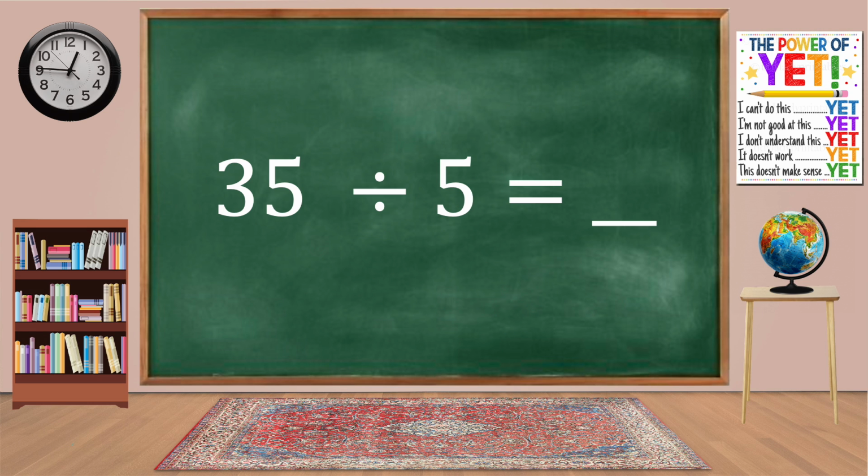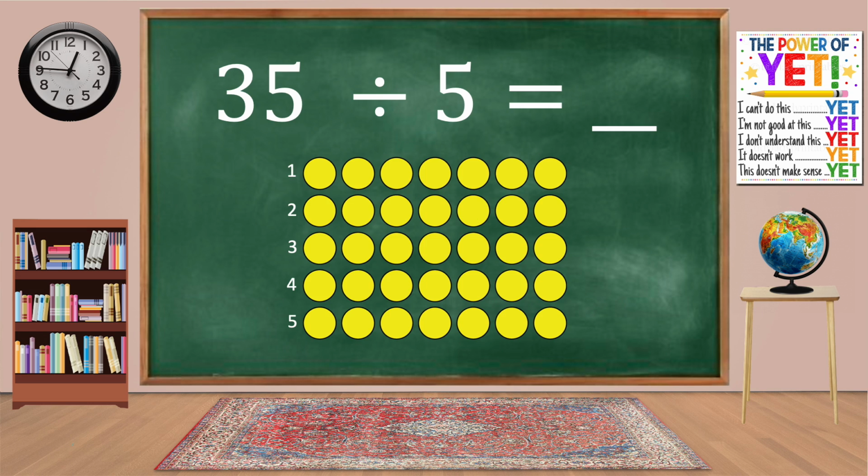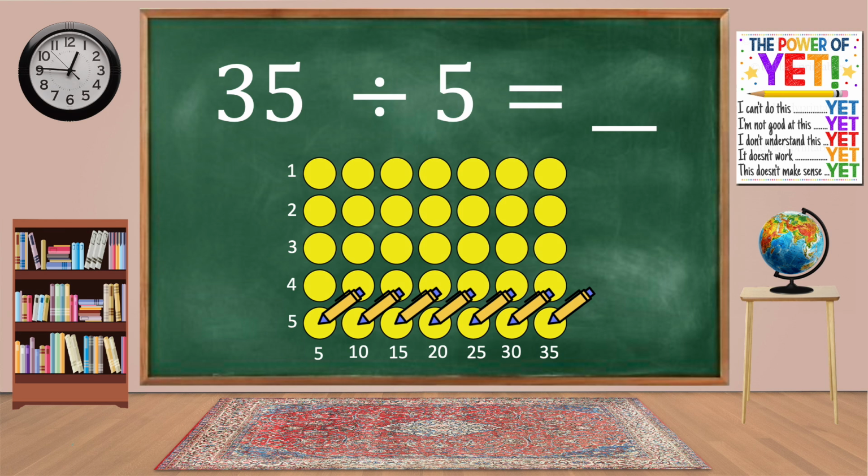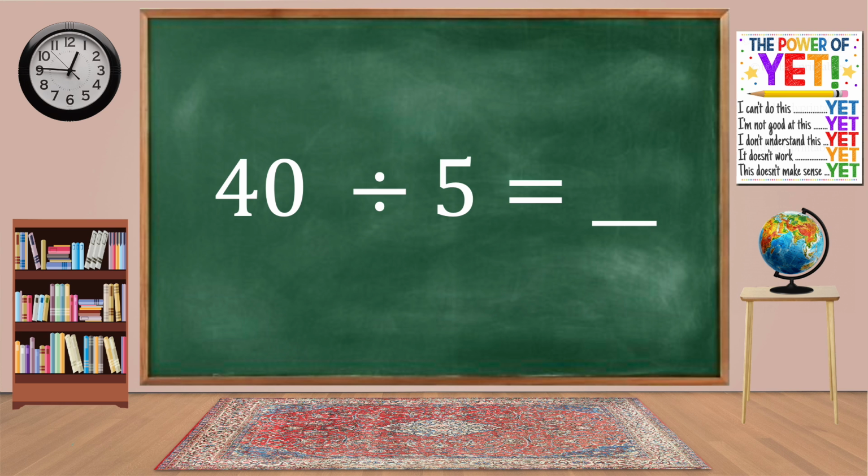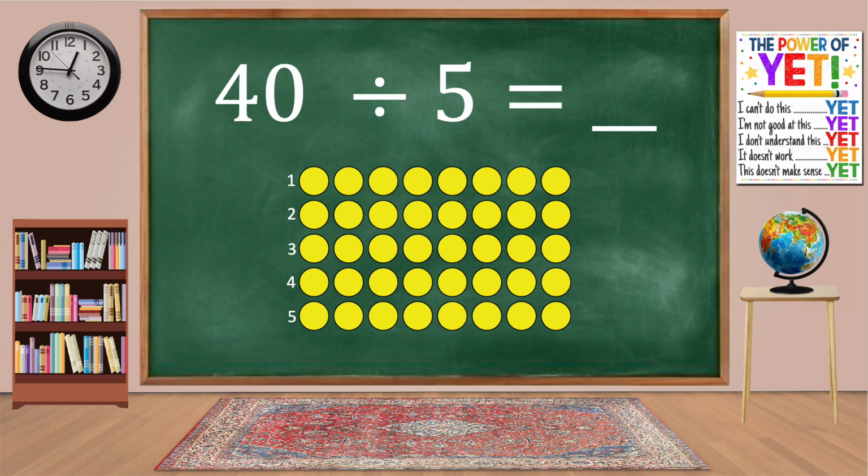35 divided by 5 equals blank. 5 rows. We're skip counting up to 35. 5, 10, 15, 20, 25, 30, 35. 7 columns. 35 divided by 5 equals 7. 40 divided by 5 equals blank. 5 rows. We're skip counting up to 40. 5, 10, 15, 20, 25, 30, 35, 40. 8 columns. 40 divided by 5 equals 8.